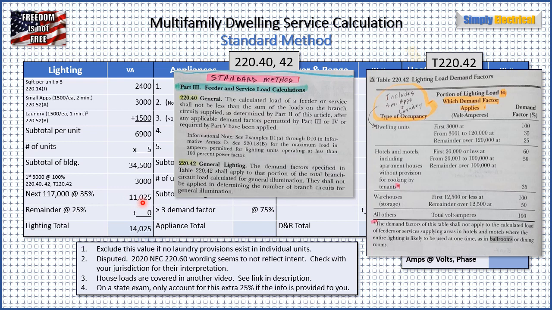But what if we had more than that? What if we had a whole bunch of volt amps? It says the remainder over 120,000, you take it at 25%. So that'd be this last line here, the remainder at 25%.